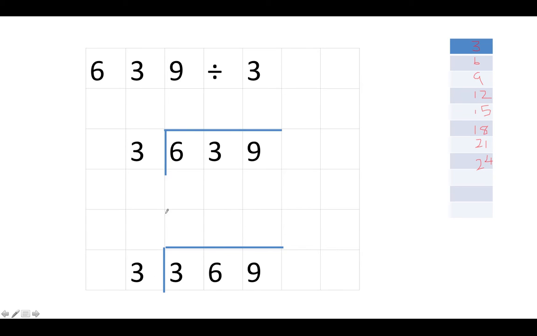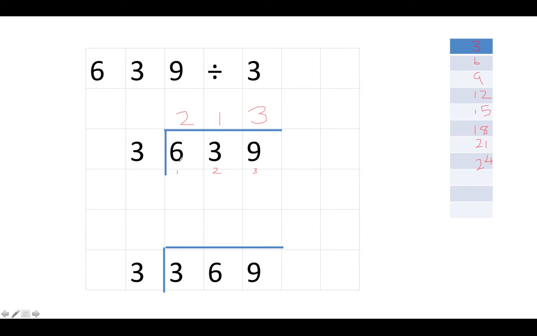So, first question. 6 divided by 3. So I start with the first digit and I just say 6 divided by 3. Well, how many 3's in 6? 3 twos are 6, that's 2. Go on to the next one. And we're just going to move along the queue. 3 divided by 3, that's 1. And then finally, 9 divided by 3. 3, 6, 9, that's 3. It's as simple as that.